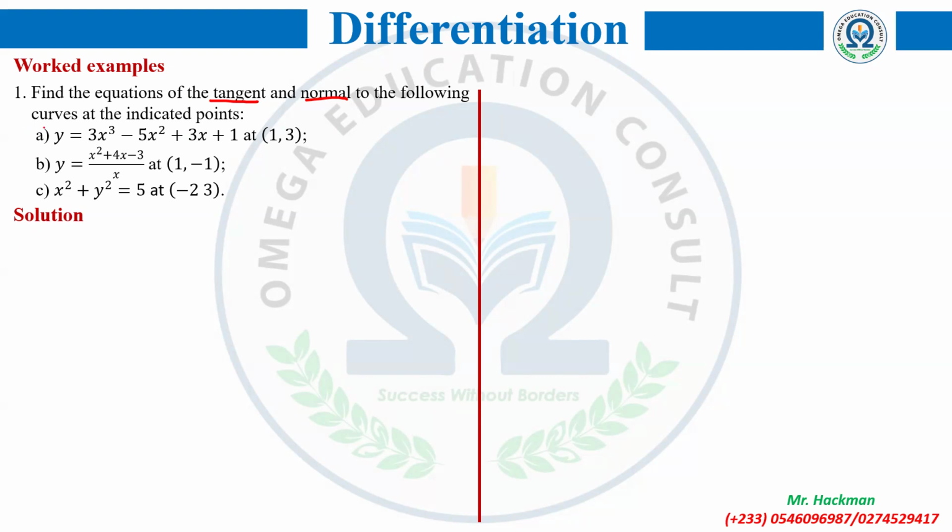So after reading the question and underlining the salient part, the next thing that we write will be solution, then the major question number, then minor question number A. So we are finding the equation of the tangent and normal to this curve at this point. So the curve is very important. We are given y is equal to 3x cubed minus 5x squared plus 3x plus 1, at this point. So you can underline the point.